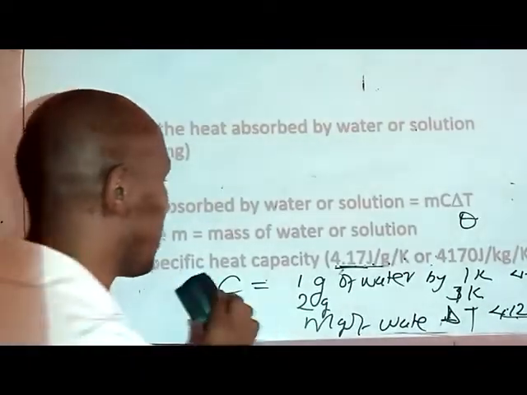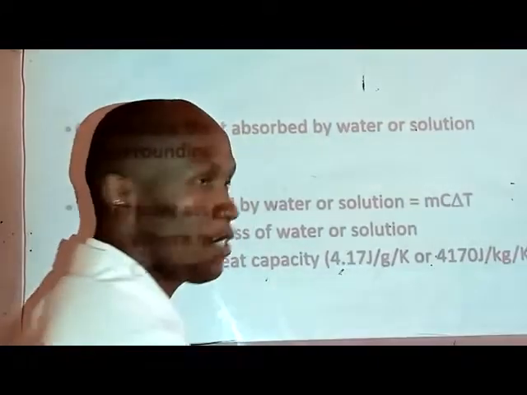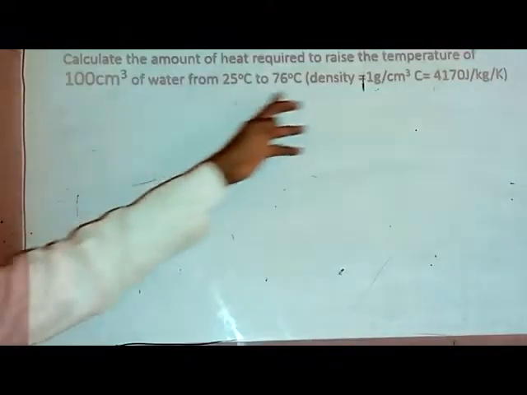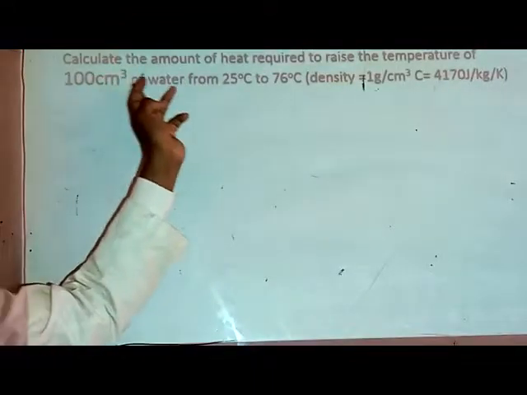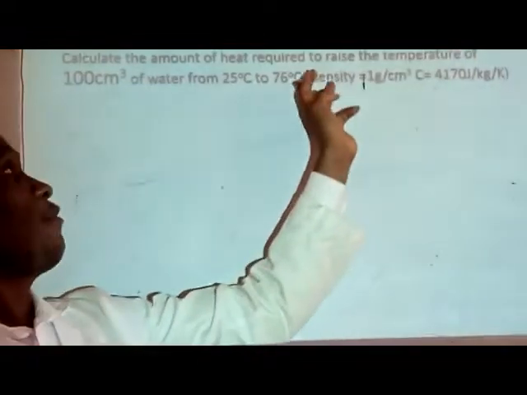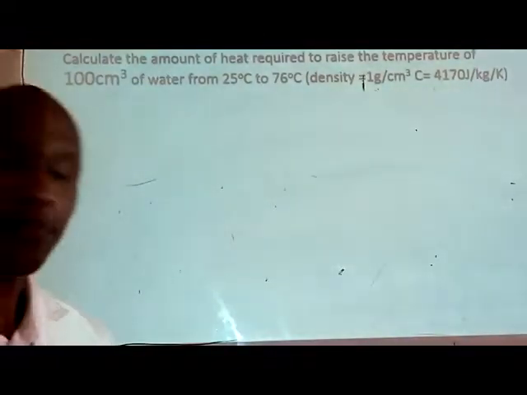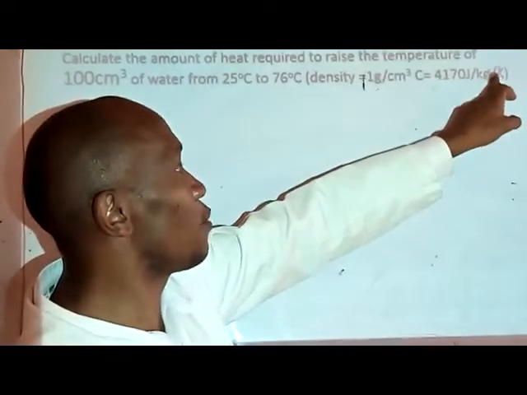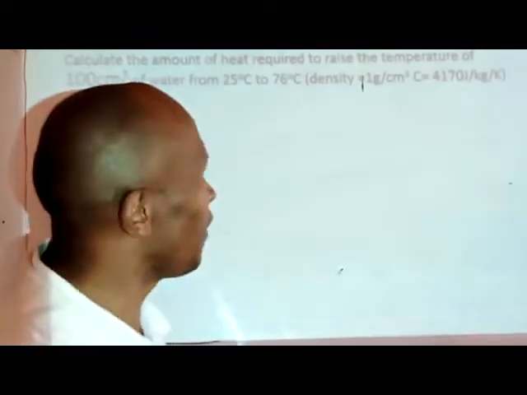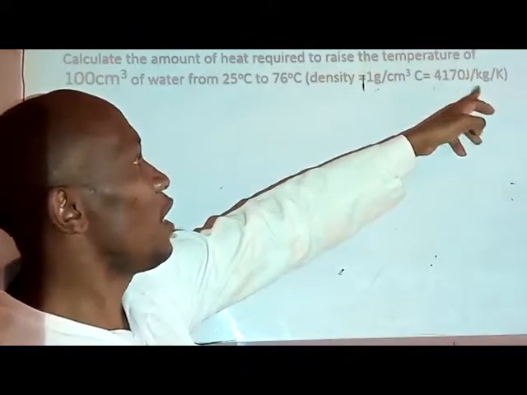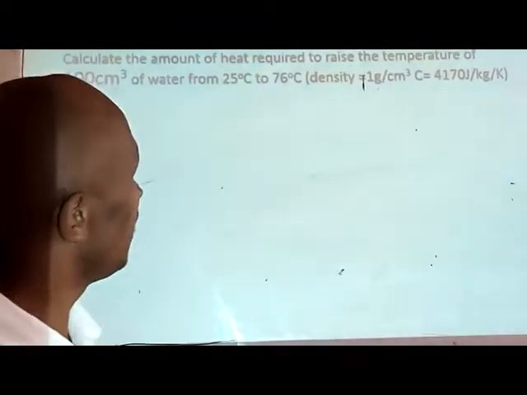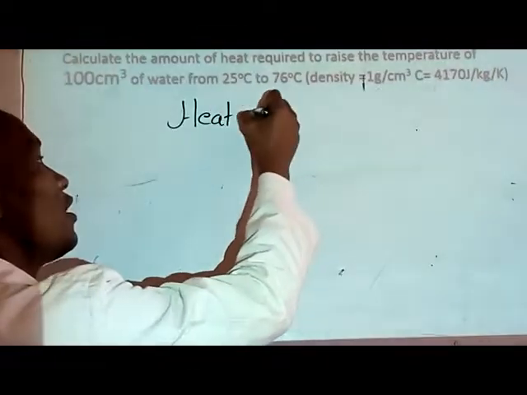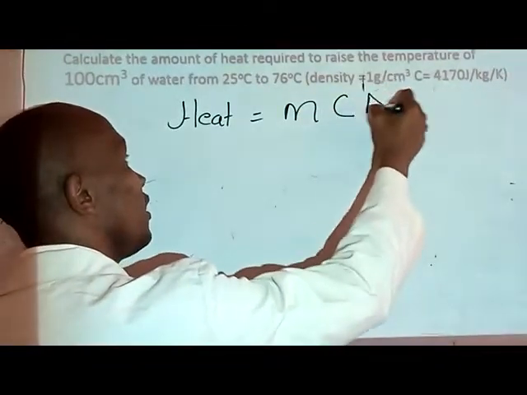Now let's attempt a simple example using that expression. Calculate the amount of heat required to raise the temperature of 100 cubic centimeters of water from 25 to 76 degrees Celsius. You are given the specific heat capacity as 4,170 joules per kilogram per Kelvin. So of course the amount of heat is given by mc delta T.